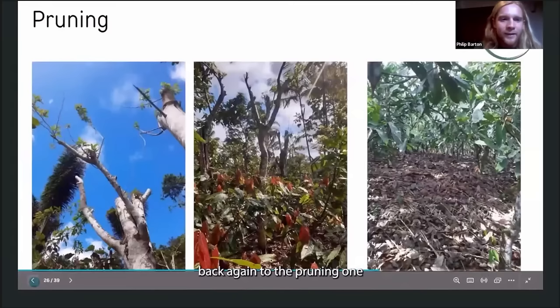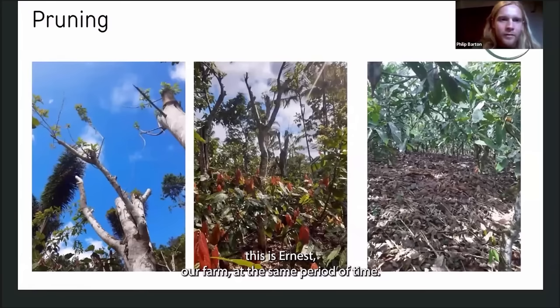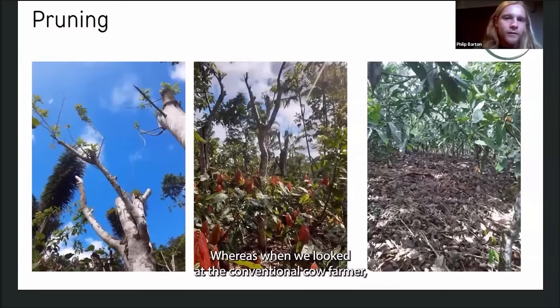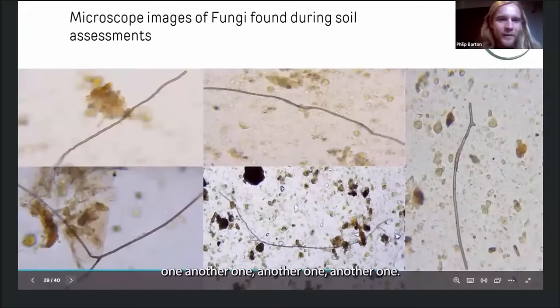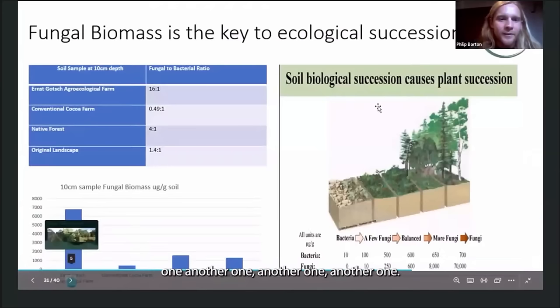So if we hold that picture that we saw of the cacao farm, this is Ernest's cacao farm at the same period of time. And you can see the amount of new growth that is coming onto these cacao trees. Each one has its canopy full. There's new leaves forming on these cacaos. Whereas when we looked at the conventional cacao farmer, the top of the tree is starting to, all the leaves are turning brown and there's disease and pest issues compared with Ernest's farm. Okay, we can go back to that slide.